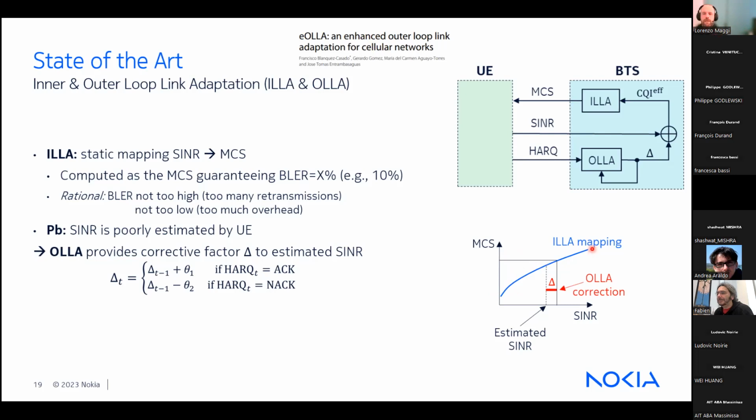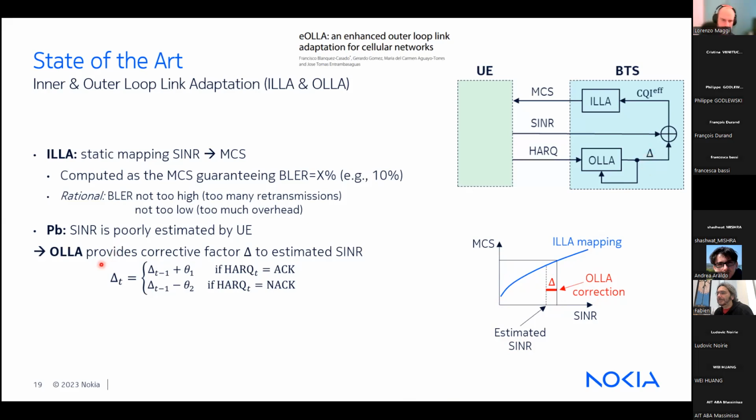And then, ideally, the user tells the base station what this SNR is, and then the corresponding MCS is used. The problem is that there are a couple of problems. This lookup table has been computed over simulation, not in real life. And second of all, the SNR estimation is poor. So what is usually done is to correct for this estimation with this OLLA correction, with this delta.